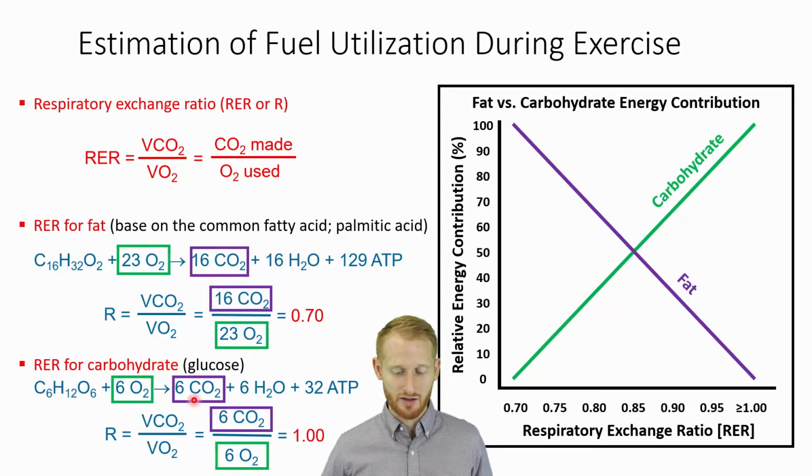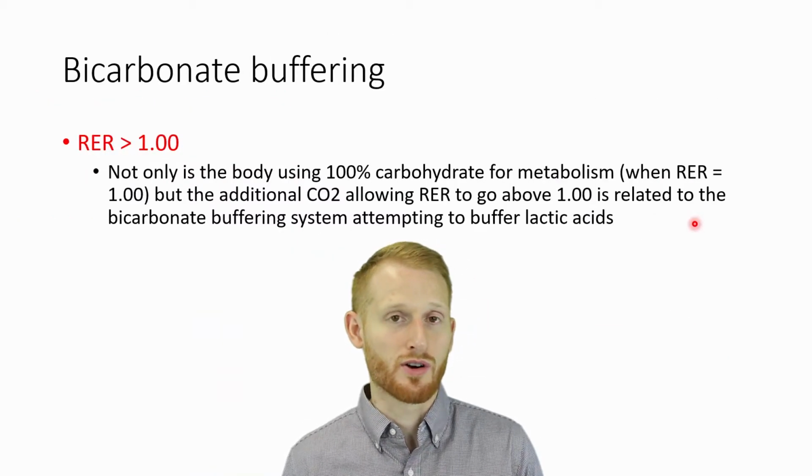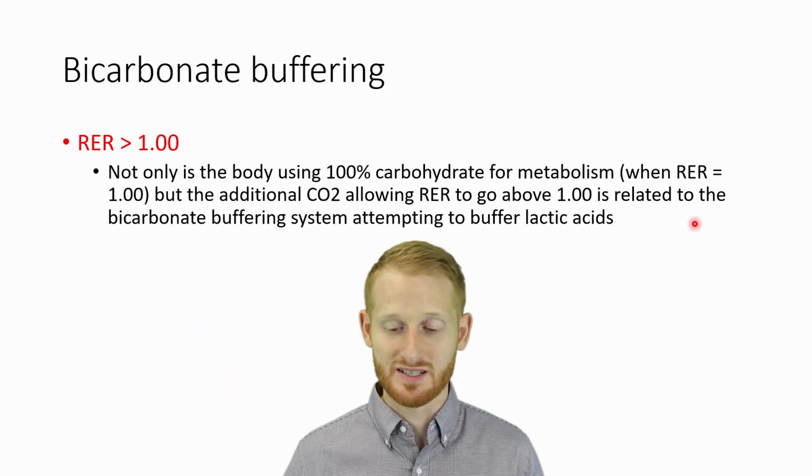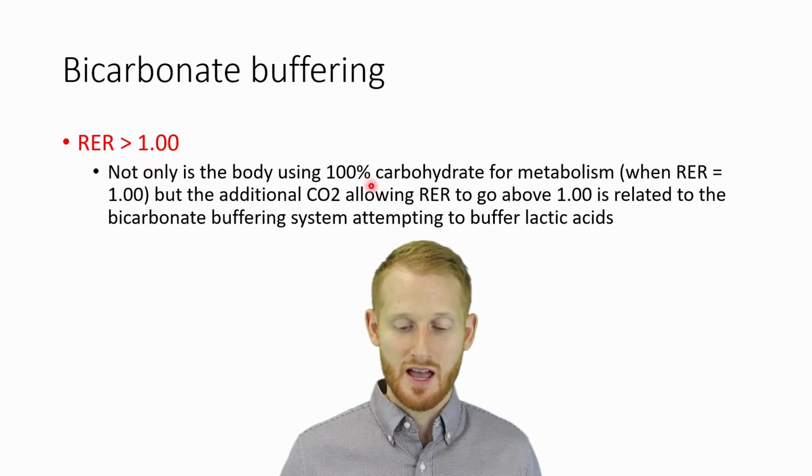If we look down here at glucose, so C6H12O6 is glucose, we do the same thing. We add however many oxygen molecules in order to balance out the carbon and the hydrogen in this equation. We end up with 6 divided by 6, that equals 1. So when we get up to 1, that means we're producing almost entirely all of our aerobic energy through carbohydrates and almost no, if any, fat. So whenever your RER goes above 1.0, that means you're using entirely carbohydrates. So 100% of your metabolism is coming from carbohydrates.